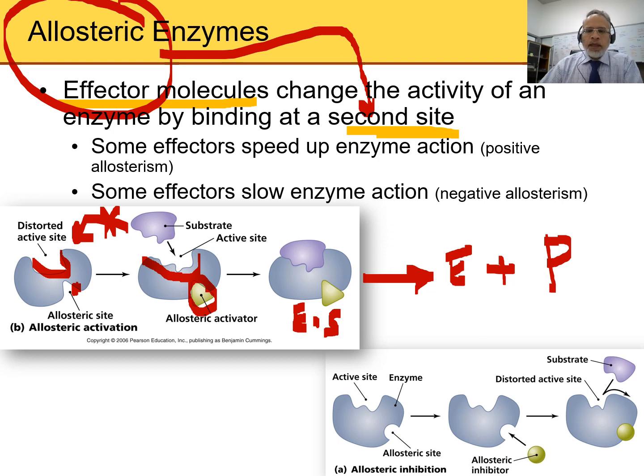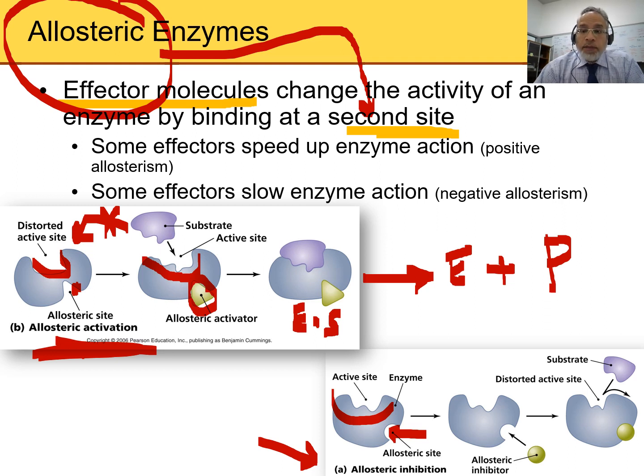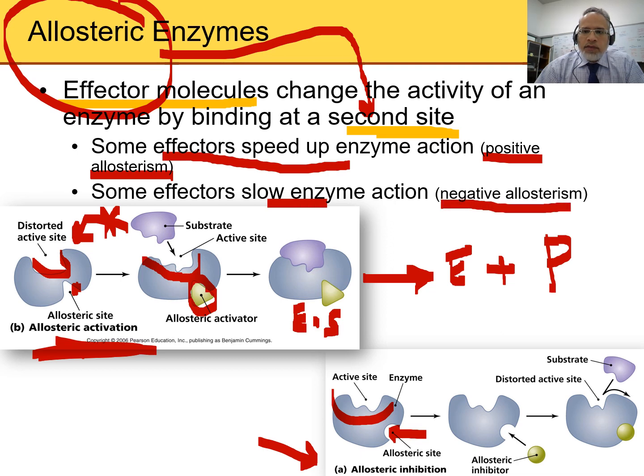Now also you can have something slightly different. This is called activation, where things are activated. You can also have inhibition, where things are inhibited, where the enzyme actually has a functional binding site and it's active, it could work, but in the allosteric site you have a modulator binding, which in this case is an inhibitor, inhibiting the enzyme activity. So you can have effector molecules speeding up enzyme activity, and we call them positive allosterism, or you can have molecules slowing down the enzyme. In this case, we call them negative allosterism.